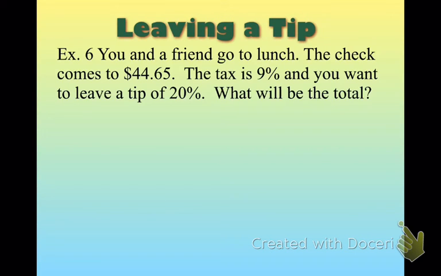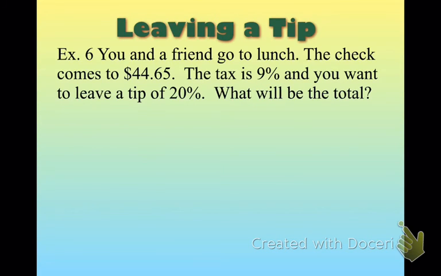So in this case, we're figuring out both the tax, adding it back in, then the tip, and adding that back in. So it's like a double problem, so we've got to be very careful as we work this one out. So we start off with $44.65. We're going to multiply by 0.09. That's my tax value.